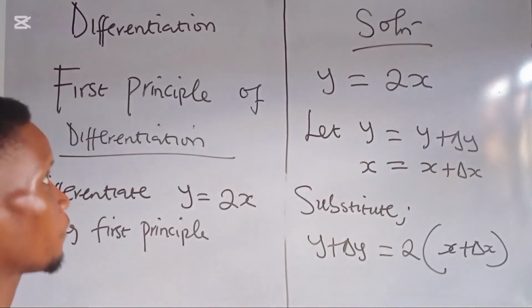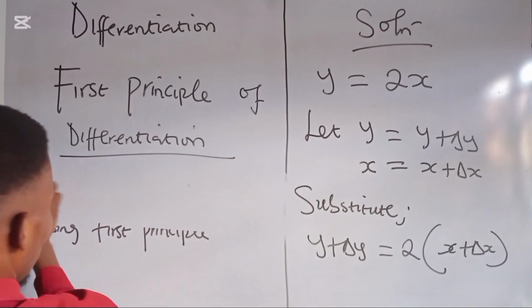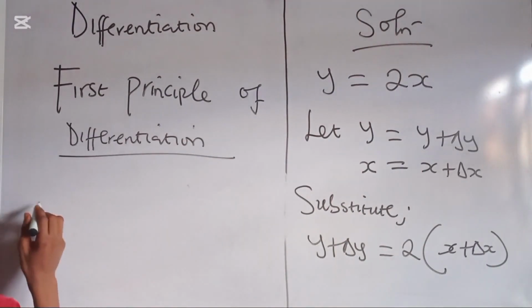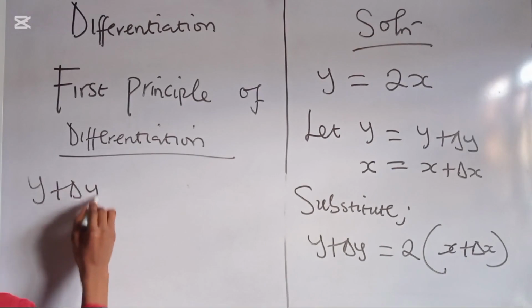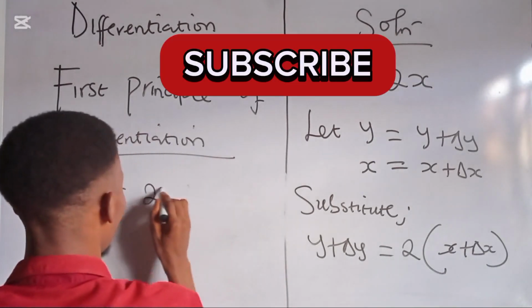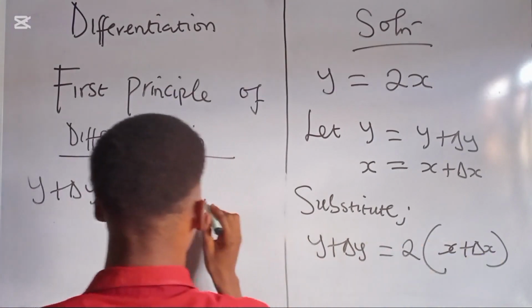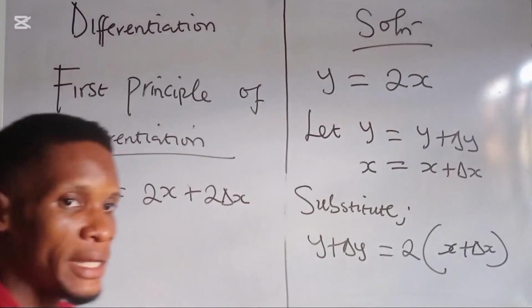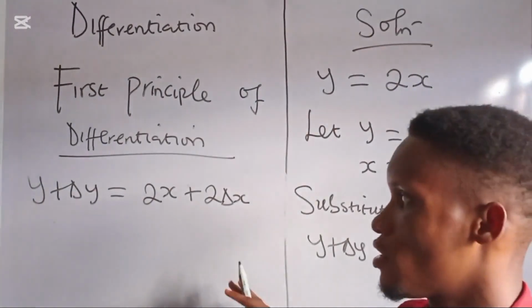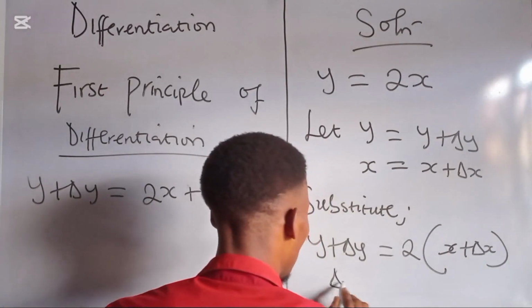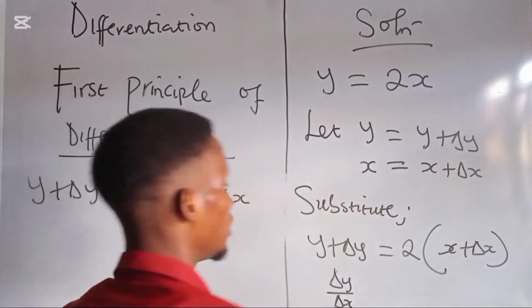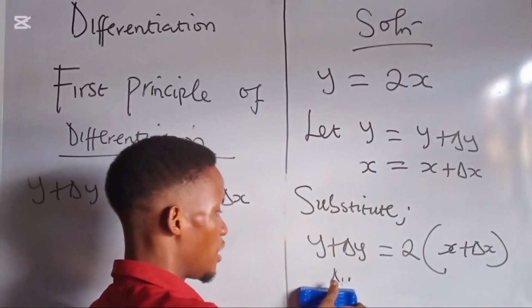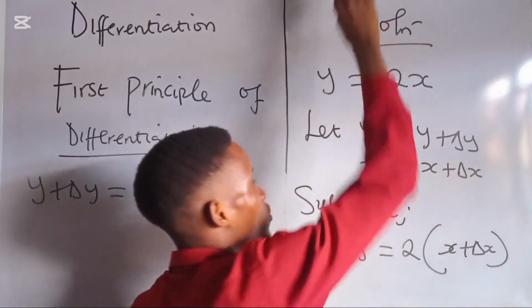So in this case now, we can solve by expanding the bracket, which will give us y plus change in y equals 2x plus 2 change in x. Okay, so our interest here is to get the differential form of this equation, which is change in y over change in x. This is what we are going to get at the end of this, and whatever answer it gives us is the answer we're looking for.